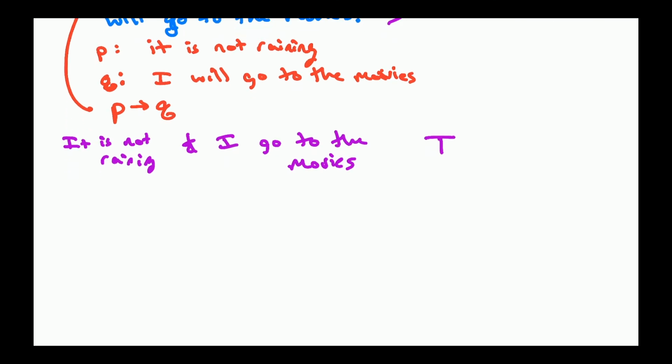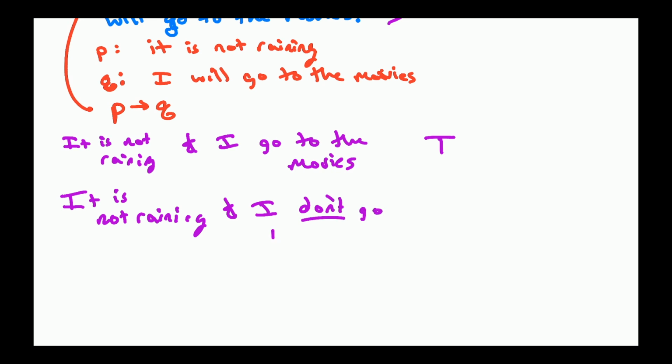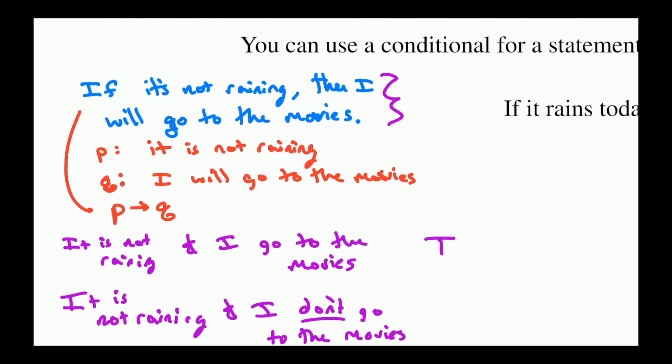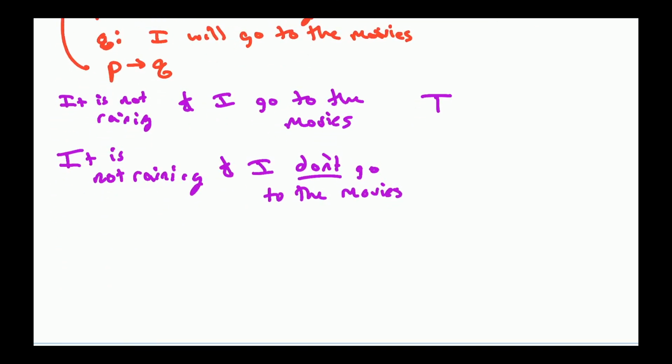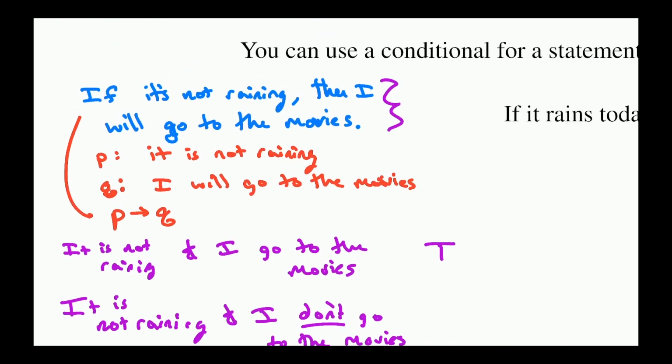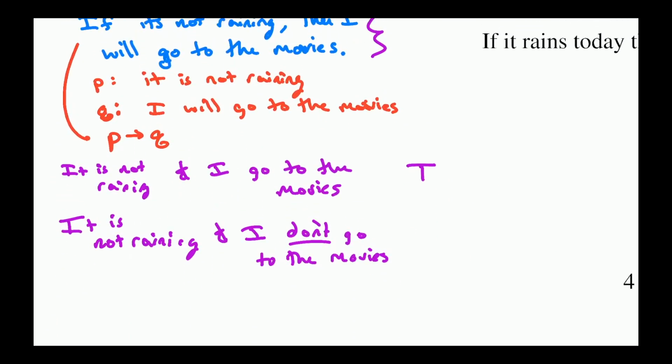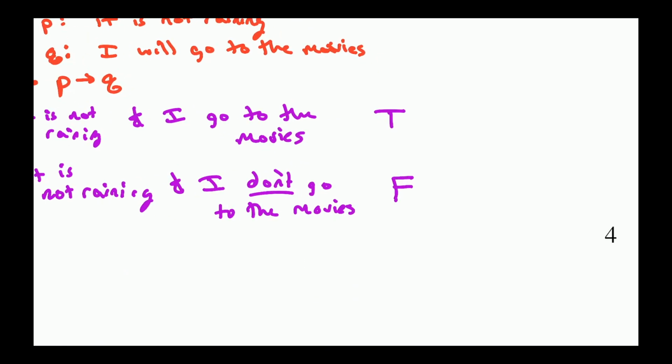Now, if it is not raining and I don't go to the movies, well, look at the statement. I said, if it's not raining, I will go to the movies. And it's not raining and I don't go to the movies, then I was lying up here, right? The statement is a lie. And that's what makes this false. Okay.